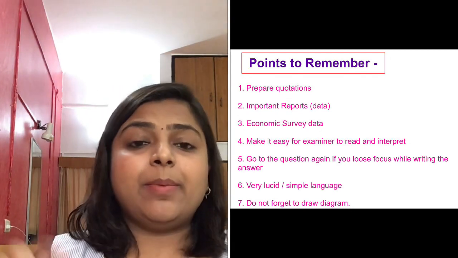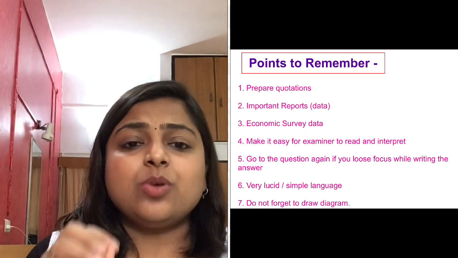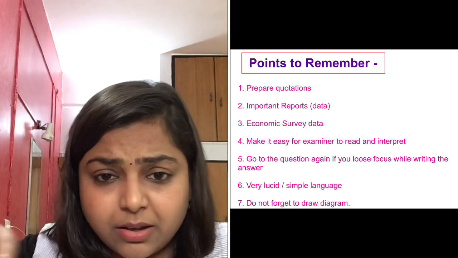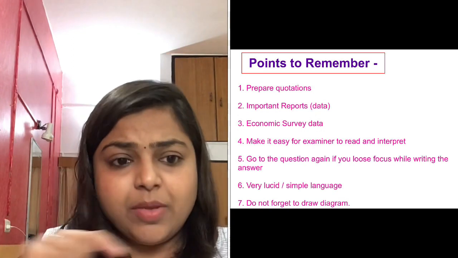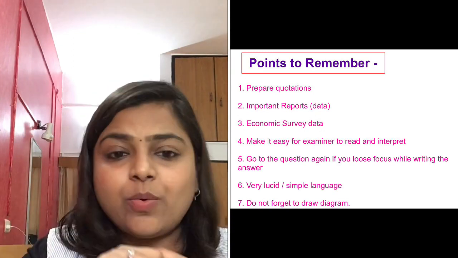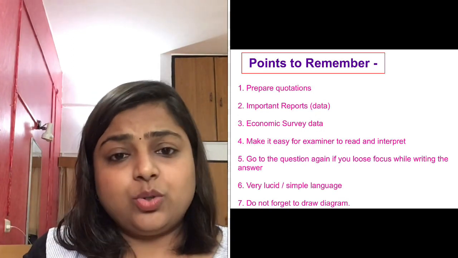You should label. For example, if you're drawing the world map, label the continents, and under the diagram, please write what you are trying to convey through this diagram.